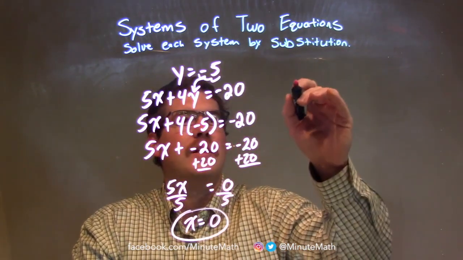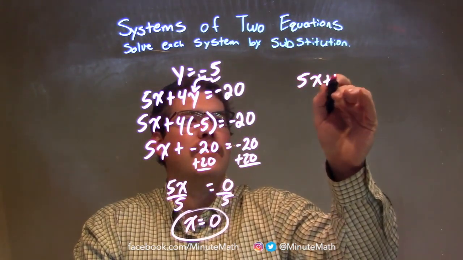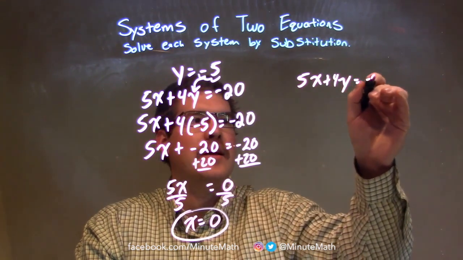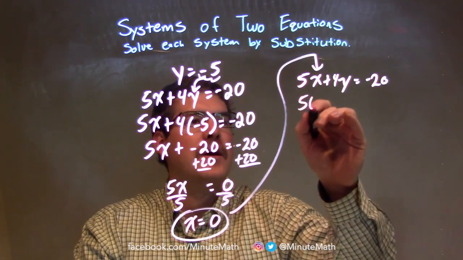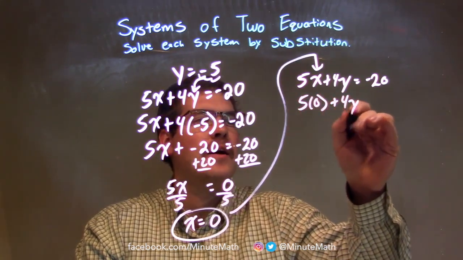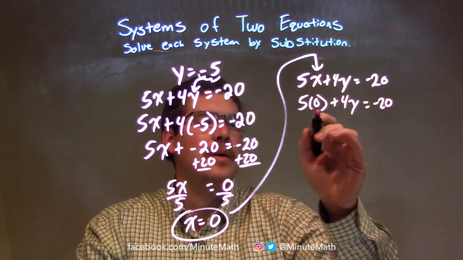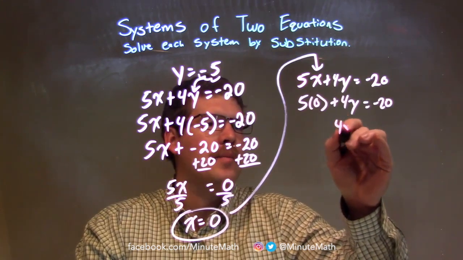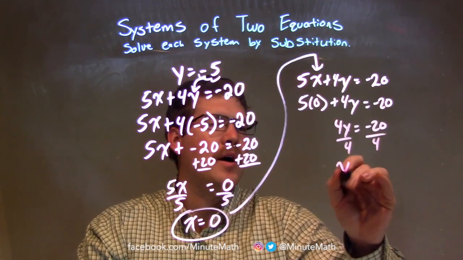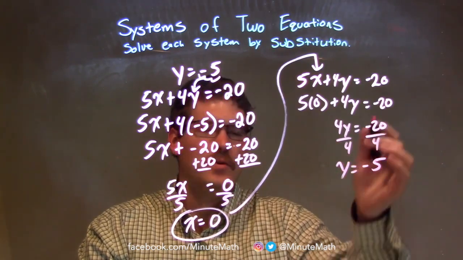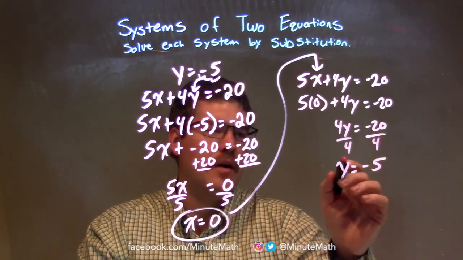Okay, so my second equation, 5x plus 4y equals -20. Let's plug that 0 in for x. 5 times 0 plus 4y equals -20. 5 times 0 is 0. So we have 4y equals -20. Divide both sides by 4, and y equals -5, right? -20 divided by 4 is -5.